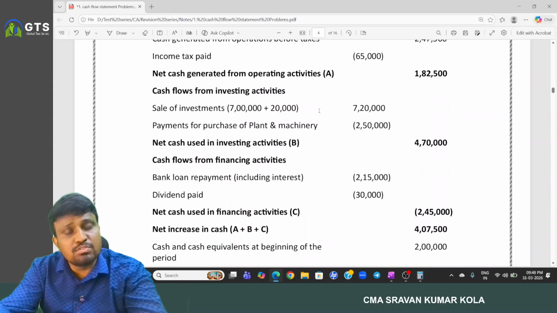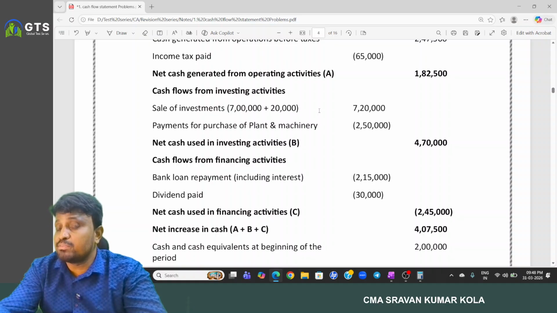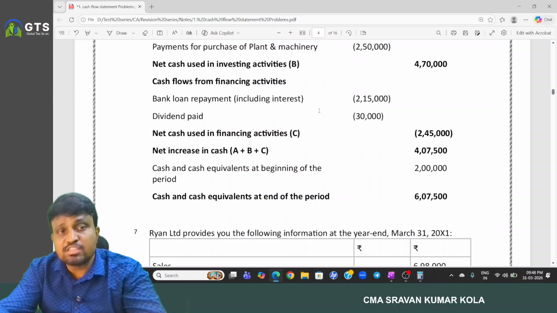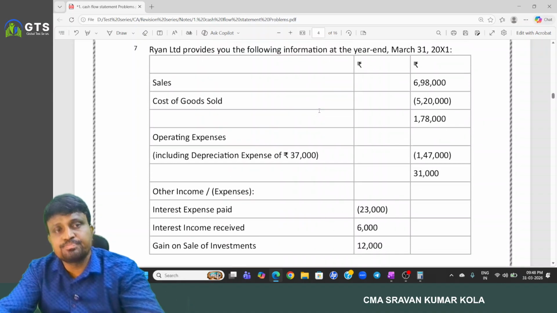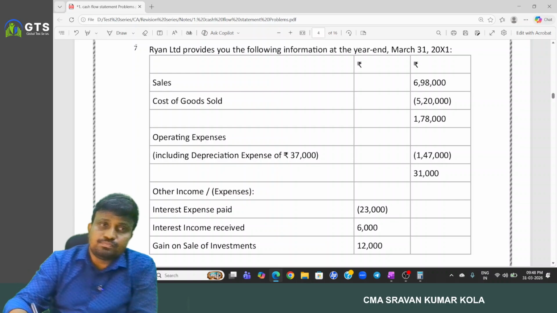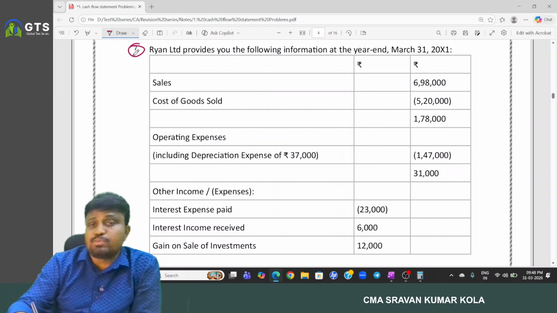And in investing, we have sale of investment 7 lakh 20, payment to purchase of plant and machinery. And in case of financing, loan repayment, including interest, dividend paid. And opening balance we will add, then we get the closing balance. Okay. Next, the seventh problem.